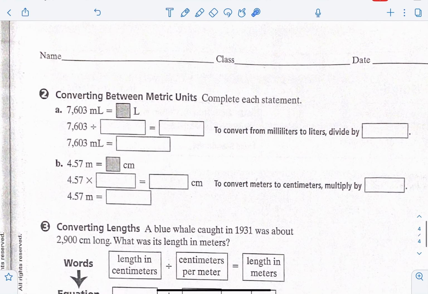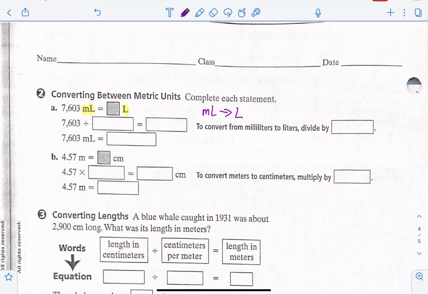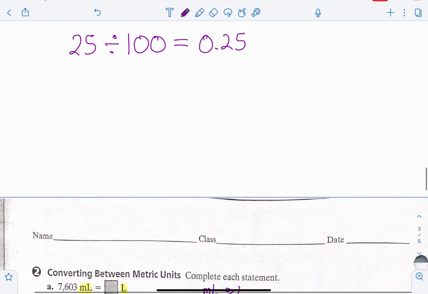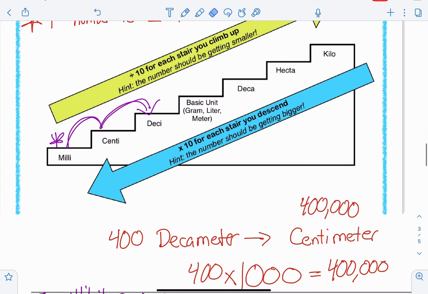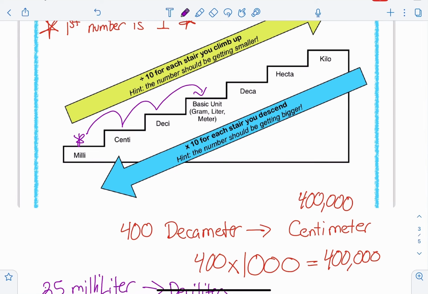So this first one, we have 7,603 milliliters, and we're trying to go to liters. So milliliters to liters. If you look at your stair steps, I start on milliliters and I'm trying to go up to liters. I'm going to go up 1, 2, 3 stair steps and I'm going up, which means I'm going to divide.